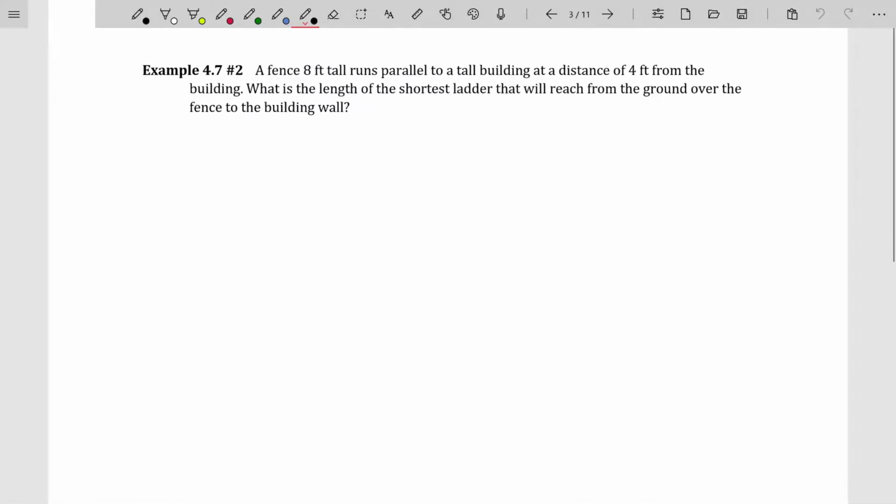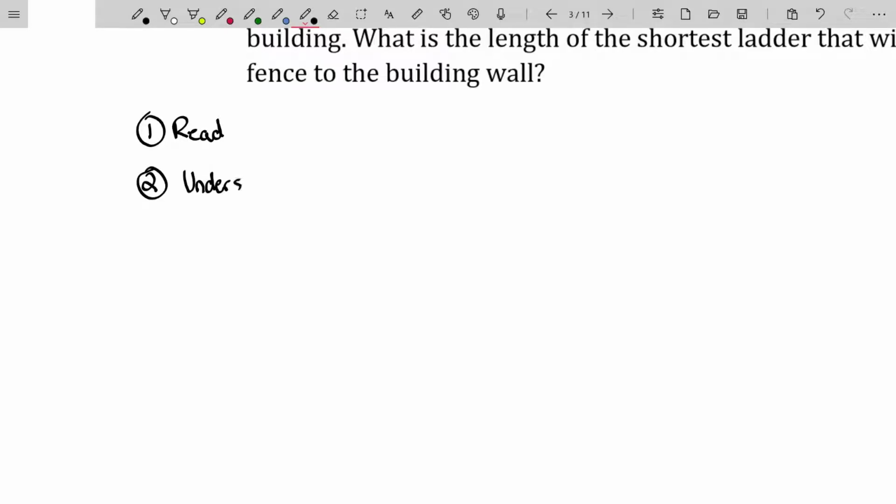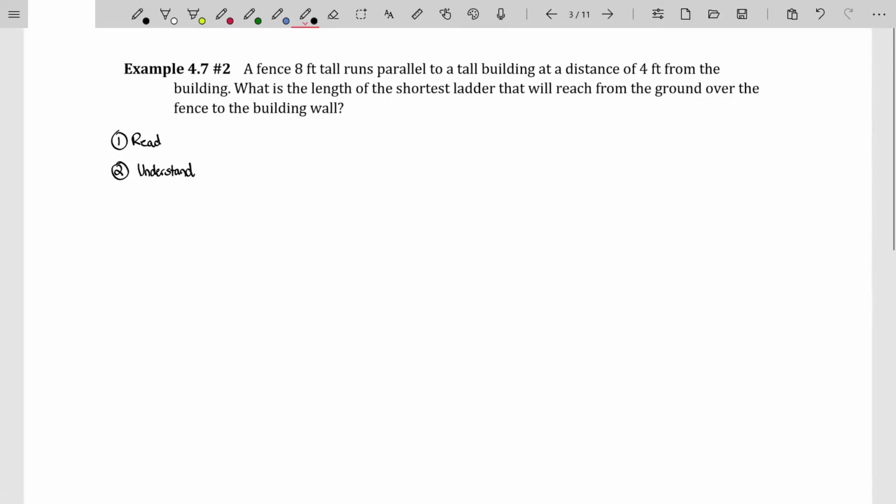So I've read the problem. Let me go ahead and write that down. I've read it. And now we're going to try to really understand the problem. And this will require us to incorporate some variables. So this is going to be 2 and 3 at the same time. So let's draw a picture.